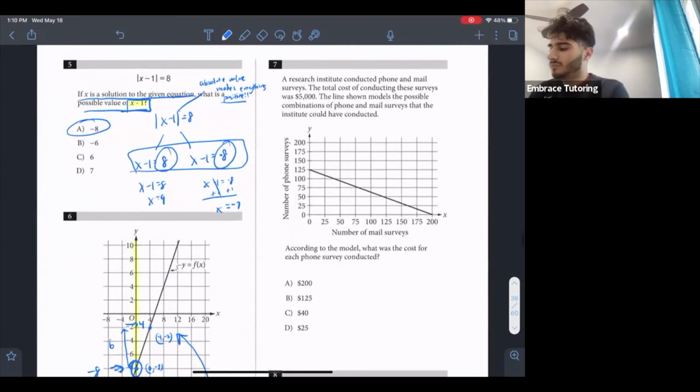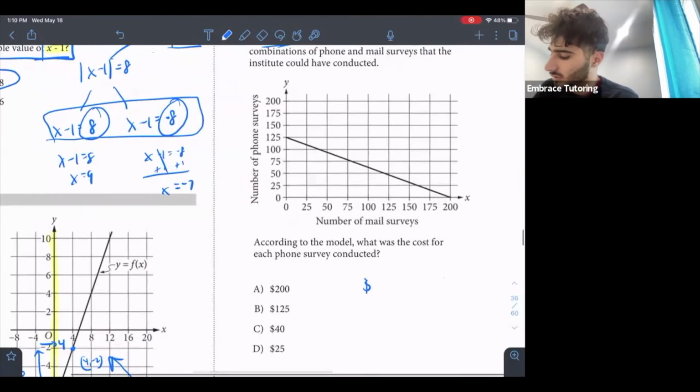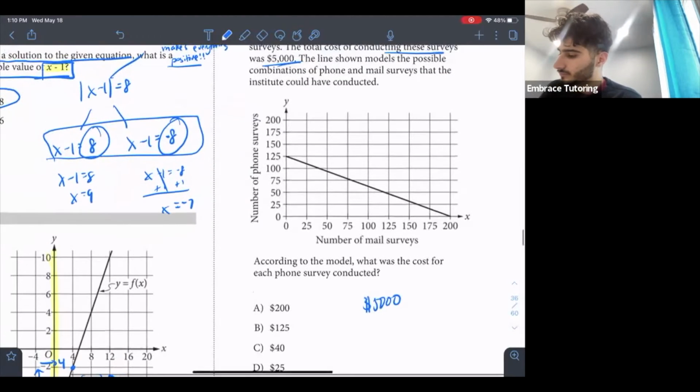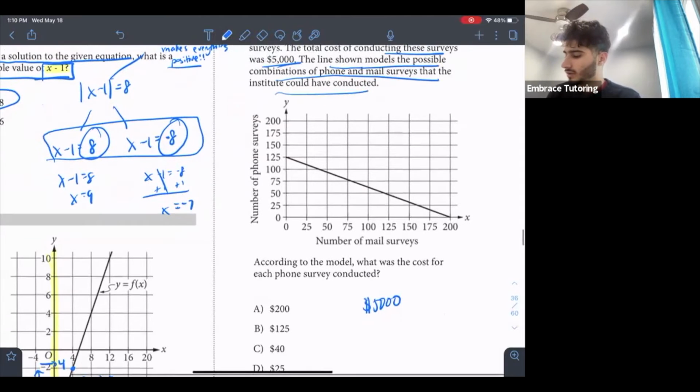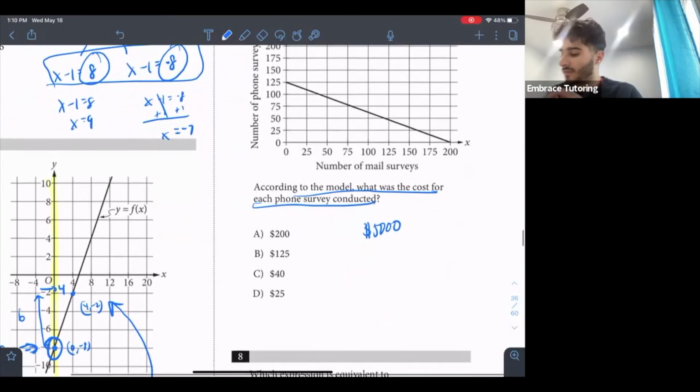Question 7. A research institute conducted phone and mail surveys. The total cost of conducting these surveys was $5,000. So we can write that piece of information. The line shown models the possible combinations of phone and mail surveys that the institute could have conducted. According to the model, what was the cost for each phone survey conducted? So the best way you could do this is by determining... So what they're asking is for the cost for each phone survey.